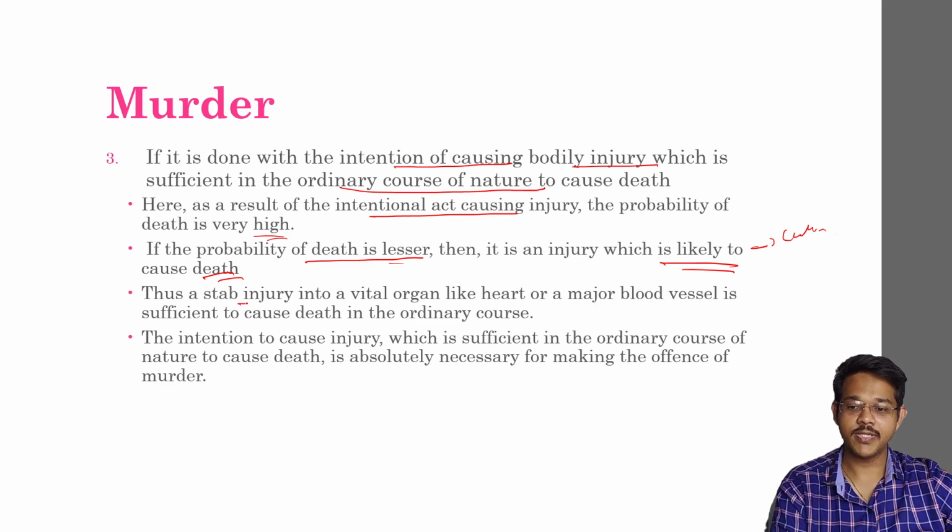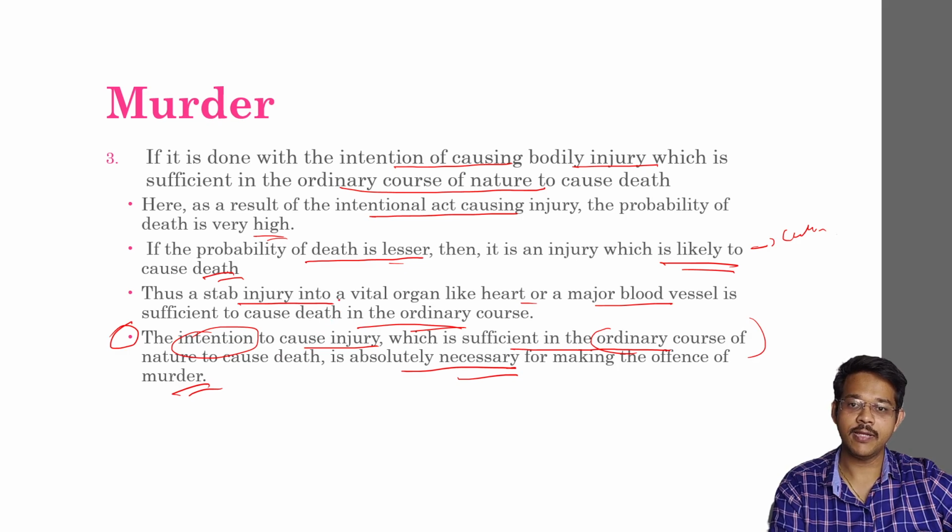For example, if there is a stab injury in vital organs like the heart or major blood vessels, it is sufficient to cause death in the ordinary course. Any such stab injury is immediately fatal in the ordinary course of nature. The person will die. The intention to cause injury which is sufficient in the ordinary course of nature to cause death is absolutely necessary for making the offense of murder. So, to make an offense of murder, the person should have the intention, and the injury should be one that in the ordinary course of nature will cause death.